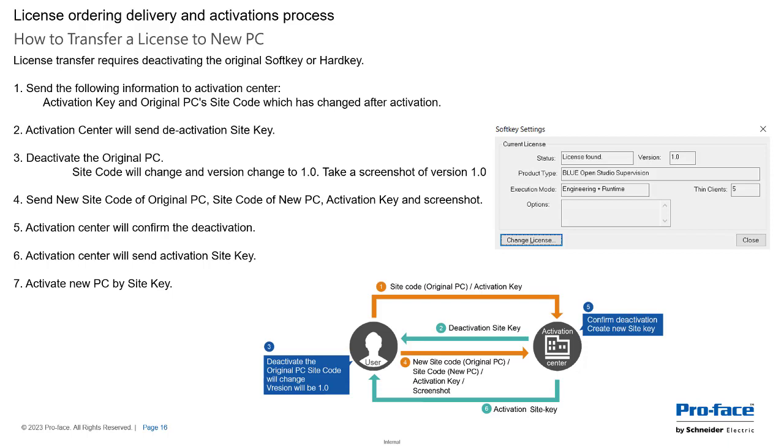We send the activation key and the original PC site code, which will change after you activate it, to the activation center. The center will send a deactivation key. We're going to go ahead and deactivate the original. And then you'll see this version revert to version 1. We take a screenshot of that, send it to the activation center, and then they will send a deactivation code, and then you can reactivate on the new unit. Okay.